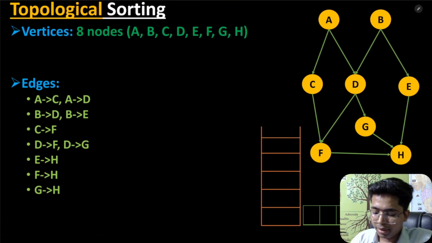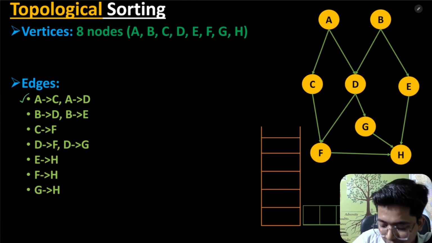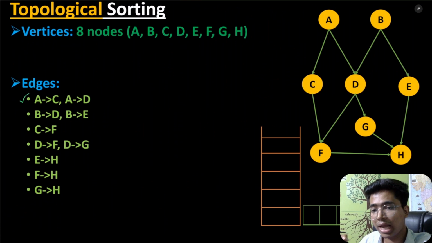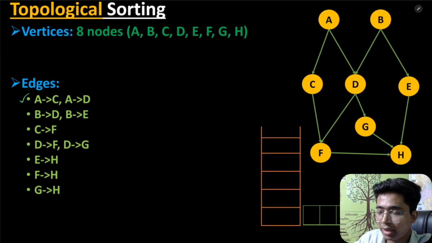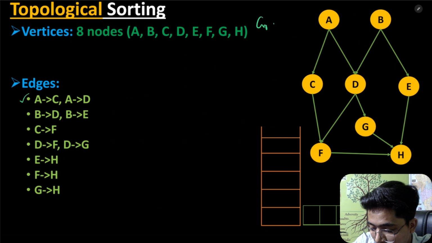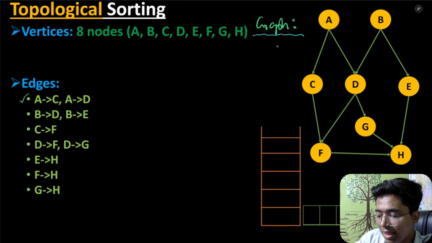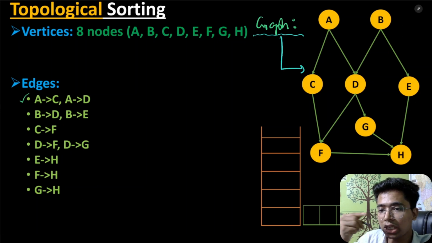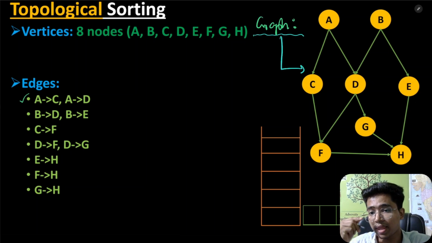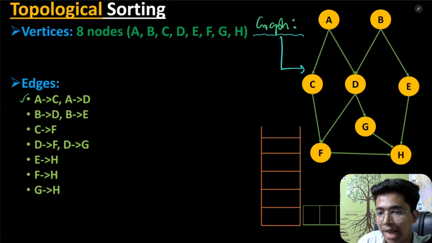Look, you can see edges. These are the edges. So first let's see how we represent the edges. So when we implement the graph, you can see here, this is a graph. We implement this graph either using an adjacency list or an adjacency matrix. So how do we represent the adjacency list?